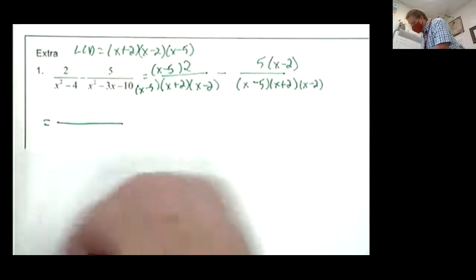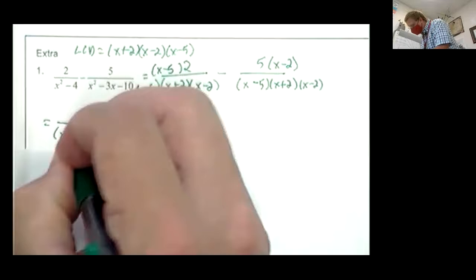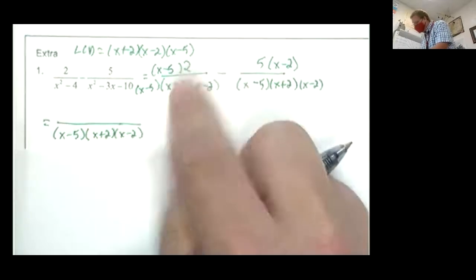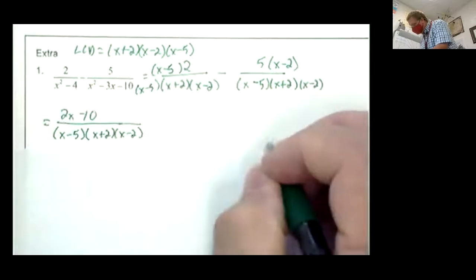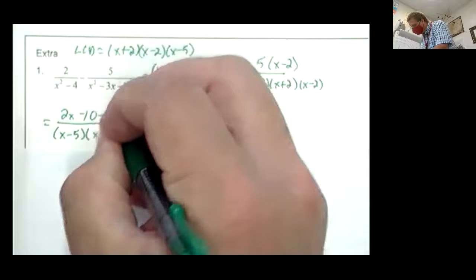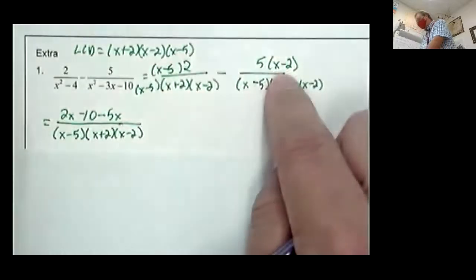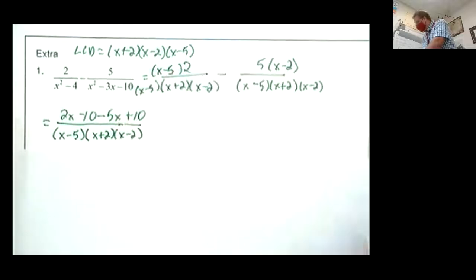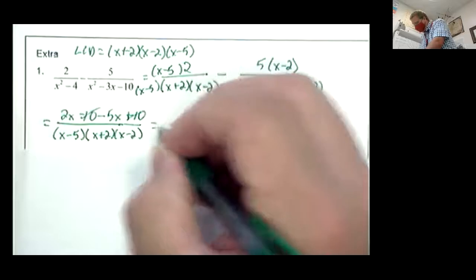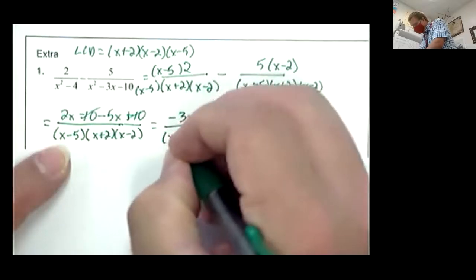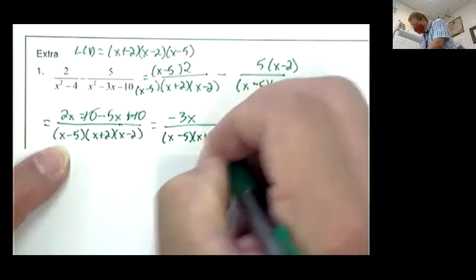Again, don't be afraid to rewrite this as many times as you need. So this is x minus 5, x plus 2, x minus 2. Now I'm going to multiply the numerators to get 2x minus 10 minus, don't forget this is a minus, minus 5x, distributive property. This is 5 times negative 2 is minus 10, but it's minus a negative 10, which makes it a plus 10, which means minus 10 plus 10 cancels. 2x minus 5x is negative 3x, and that's all over our common denominator, x minus 5, x plus 2, x minus 2.